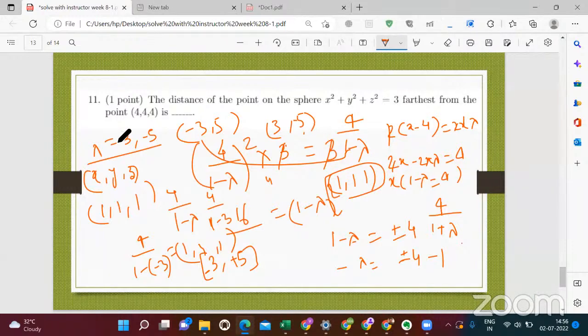Like for example, we got 2 lambda. So you'll get two values of x1, y1, z1, right? Like x, y, z. So according to the two values, if you calculate the distance, one would be the farthest and one would be the closest one, right?